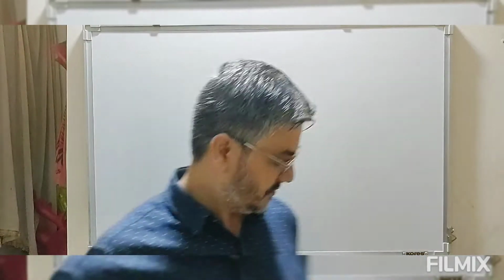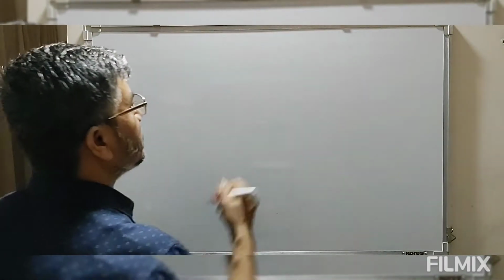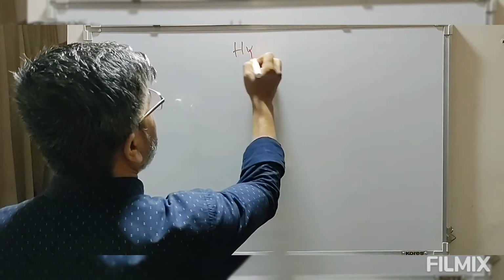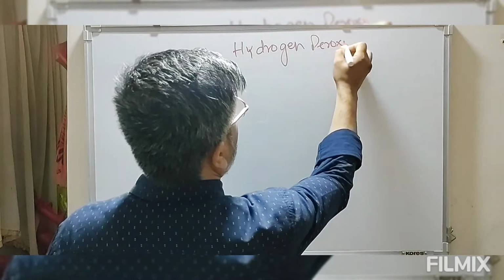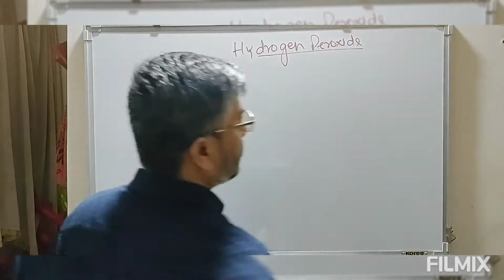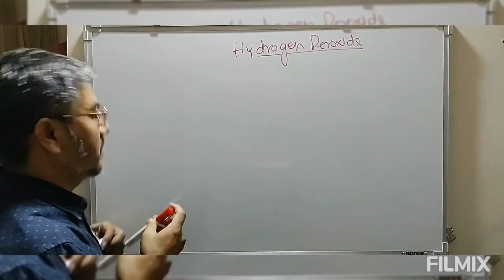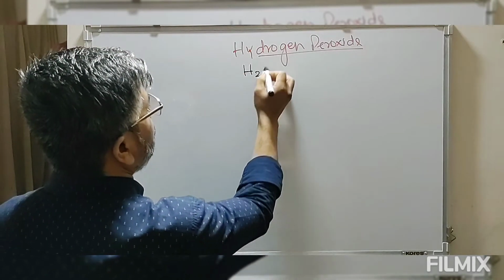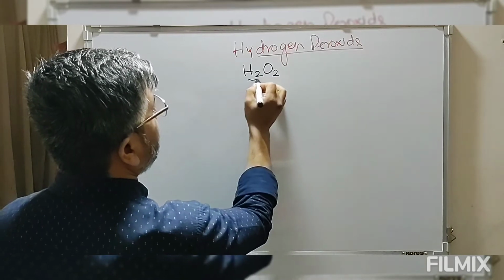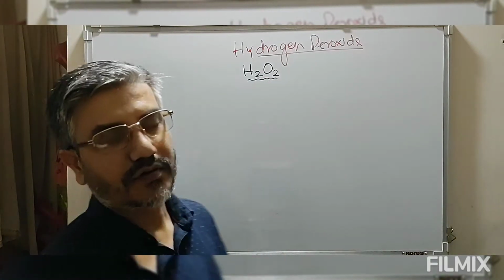Today's topic of discussion will be hydrogen peroxide, one of the most important compounds of hydrogen. So let's start with hydrogen peroxide. The heading for today's discussion is hydrogen peroxide. The molecular formula of this compound is H2O2.